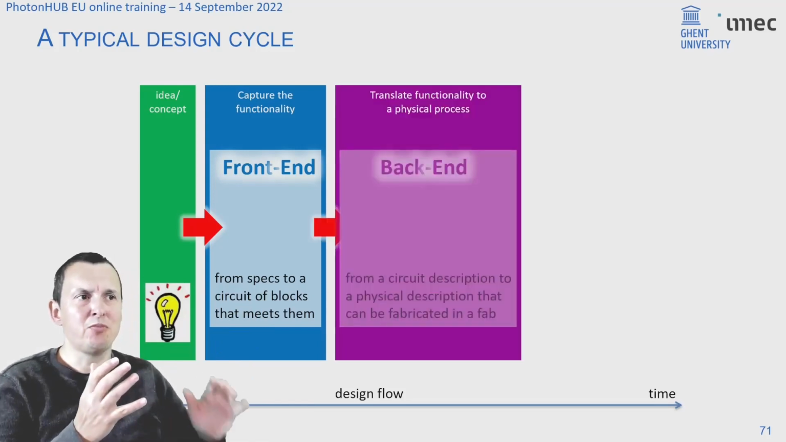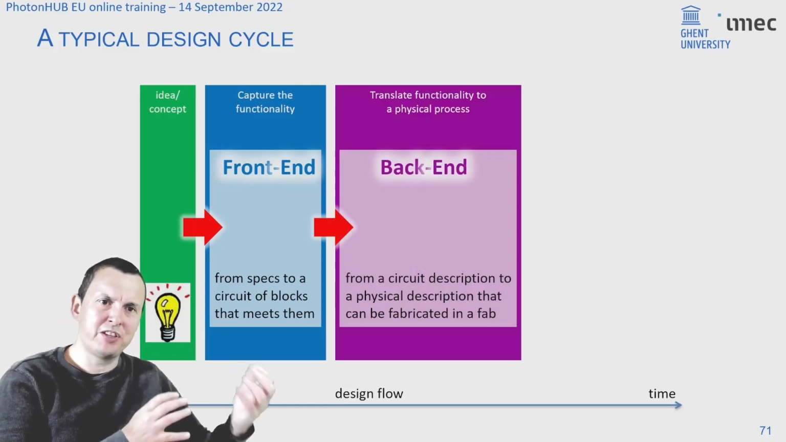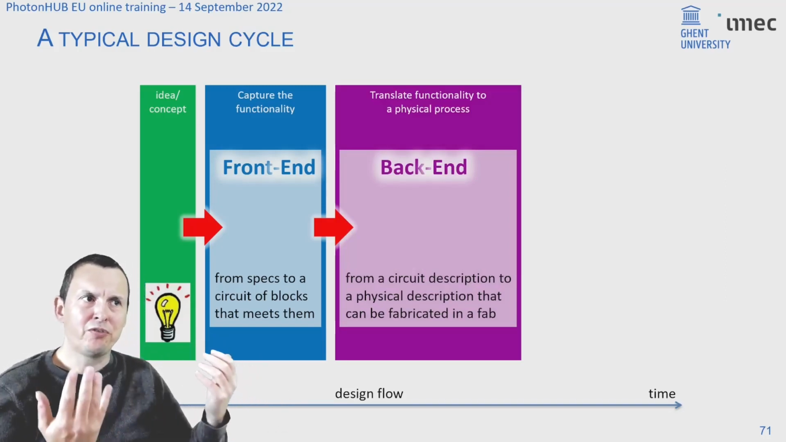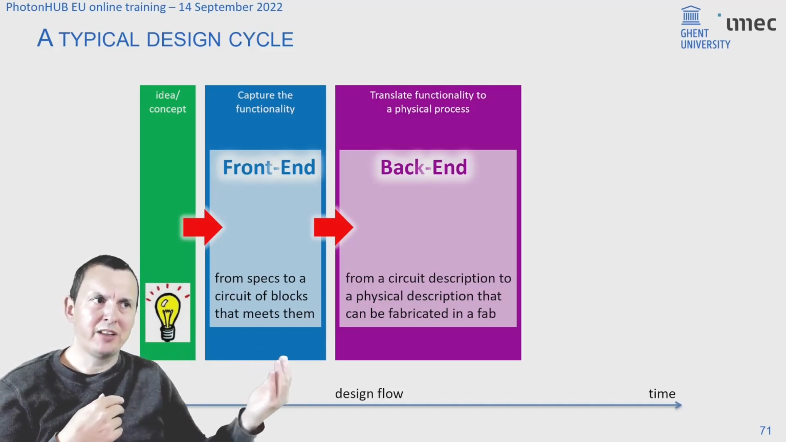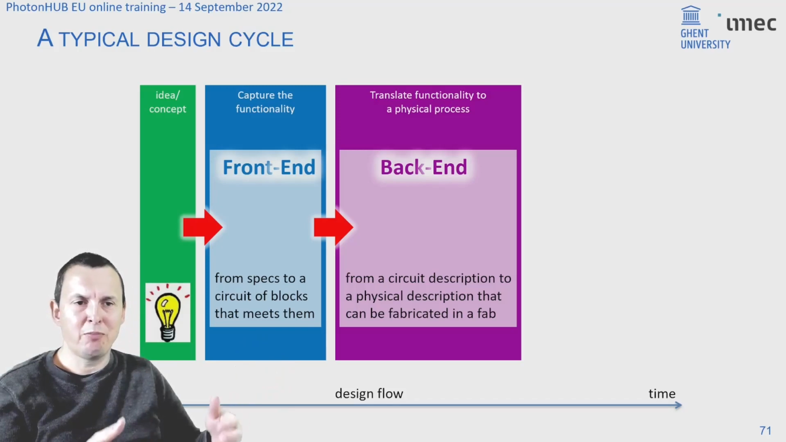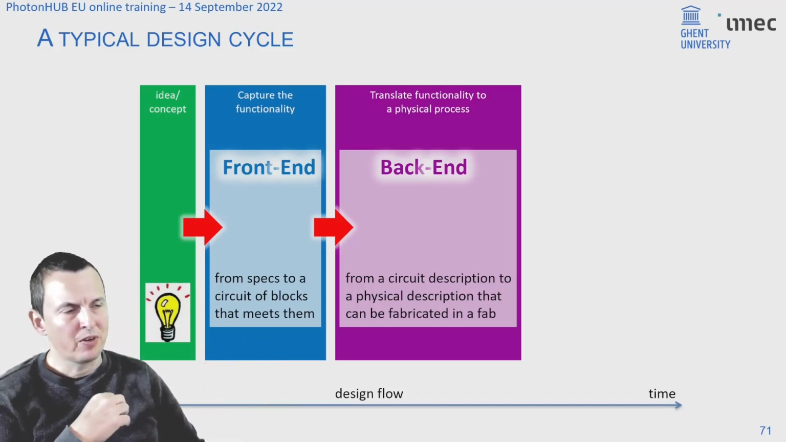The next step comes to translating that circuit or that abstract circuit into a physical implementation that can actually be fabricated. So the first part we call the front-end design, the second part we call the back-end design. And that physical representation is typically a mask layout that can be used by semiconductor processes to fabricate your chip.